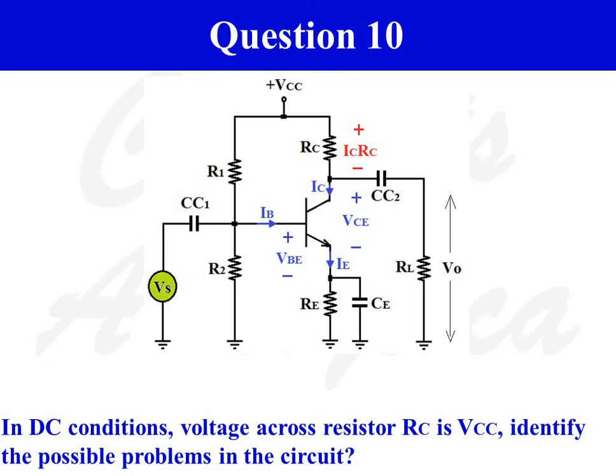So the first possible problem is transistor is damaged. Second possible problem is resistance RE is loosely connected. Third possible problem is either resistance R1 or resistance R2 is loosely connected so that transistor's base current is equal to 0.